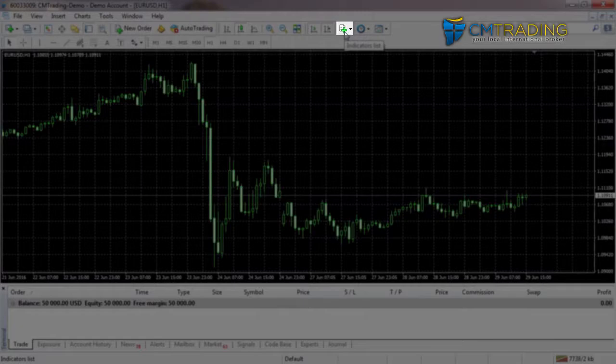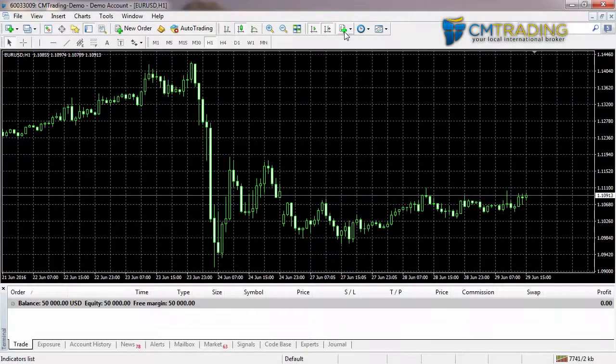This button over here is your indicators list. This button is one that you are going to be using quite a lot. So try to remember where it is, and I know a lot of people get it confused with the add new charts, I think because of the green plus, I'm guessing. So just get used to where the indicators list is.